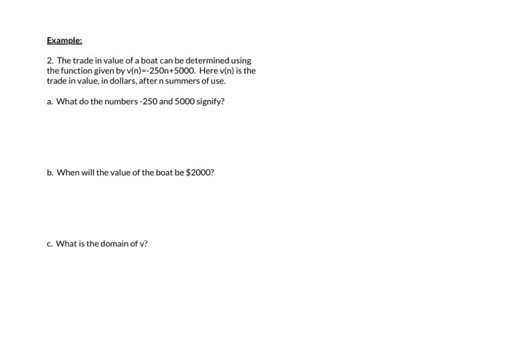So the trade-in value of a boat can be determined using the function given by v of n equals negative 250n plus 5,000. Here, v of n is the trade-in value in dollars, and n is the summers of use. So we want to know, what do the numbers negative 250 and 5,000 represent? So negative 250 is our slope.